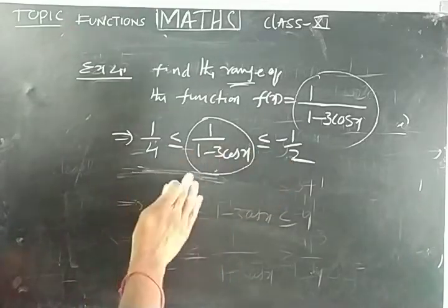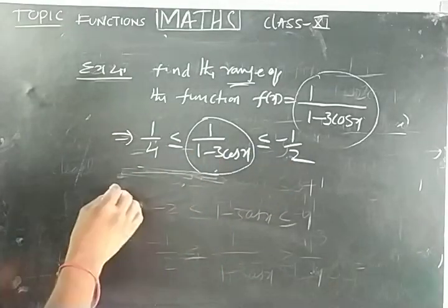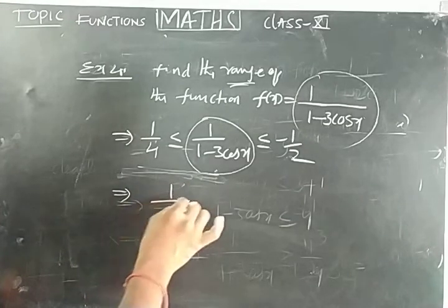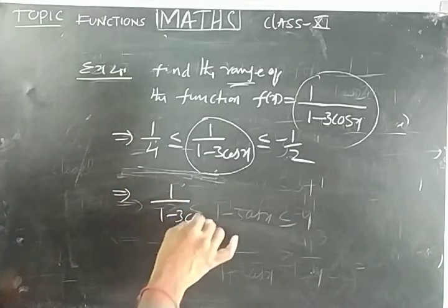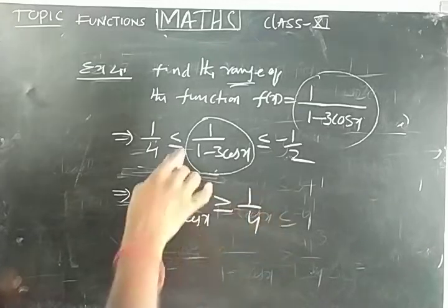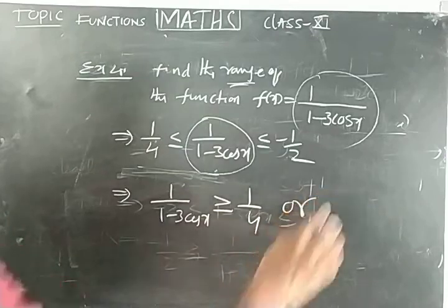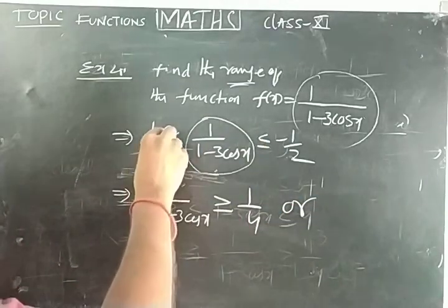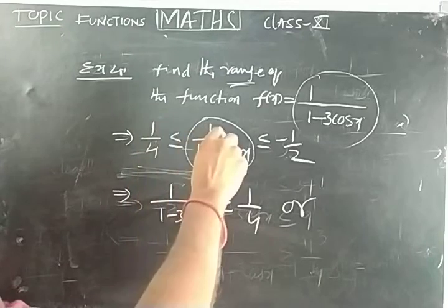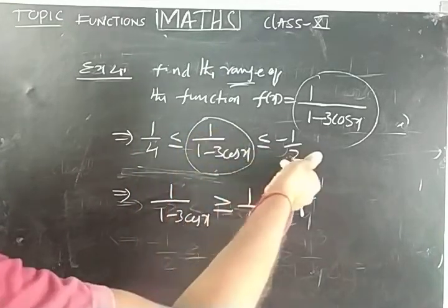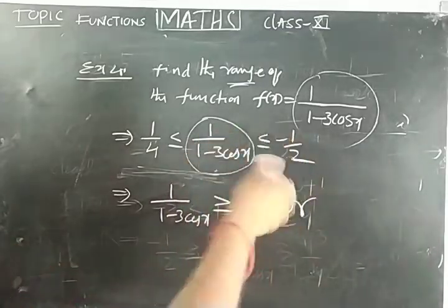So I am splitting this expression. How I am splitting this expression means 1 minus 1 by 1 minus 3 cos x greater than 1 by 4. Okay. Not both at a time, not possible. Why? Because here 1 by 4 is positive and this quantity should be greater than. At the same time it will not be less than the negative quantity.